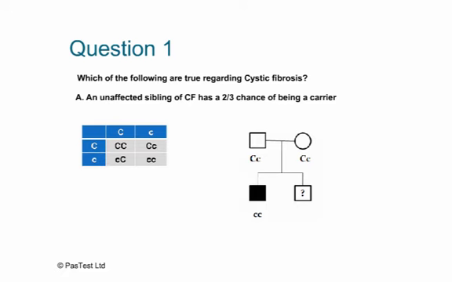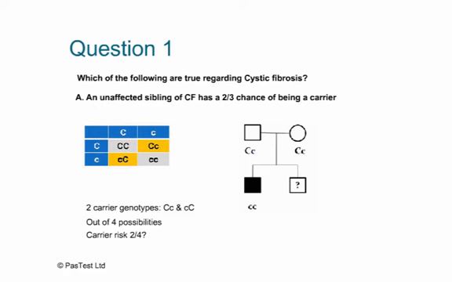Now, if the child has CF, that means they must have inherited 2 copies of the CF gene, in this case small c. If the child has inherited 2 copies of the small c gene, that means they must have inherited 1 copy from each of their parents. Therefore, both parents must be carriers of CF. That means that there are 2 ways in which a carrier could result, shown in yellow on the square on the left. Big C, little c, and little c, big C.